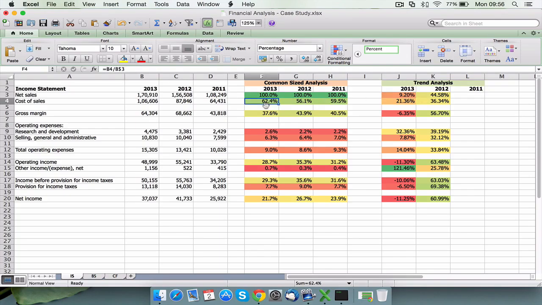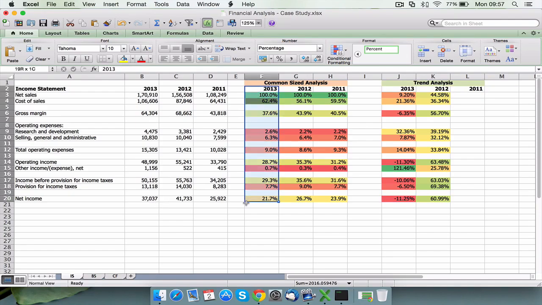At the same time, the cost of sales have also increased, as we found in the common sized analysis. Again, the gross margins have gone up by 56% in 2012, but a cause of concern here because the gross margins have actually gone down in 2013, which is represented here. Apple Inc. made $68,000 in 2012, while it made only $64,000 in 2013. So again, the last item, it is possibly for this reason that the net income increased by almost 61% between 11 and 12, but it fell down by 11.25% in 2013.